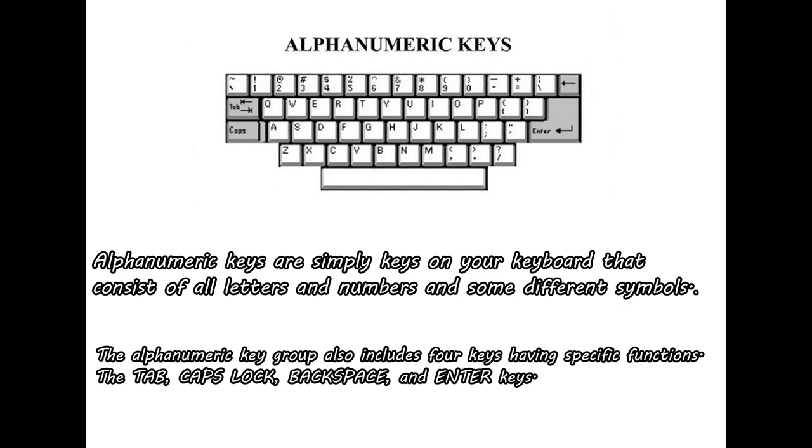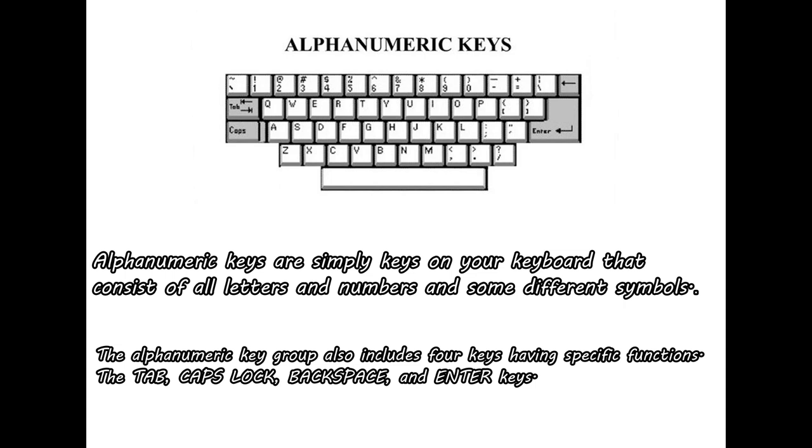Alphanumeric keys are simply keys on your keyboard that consist of all letters and numbers and some different symbols. The alphanumeric key group also includes four keys having a specific function: the tab key, the caps lock, backspace, and enter key.